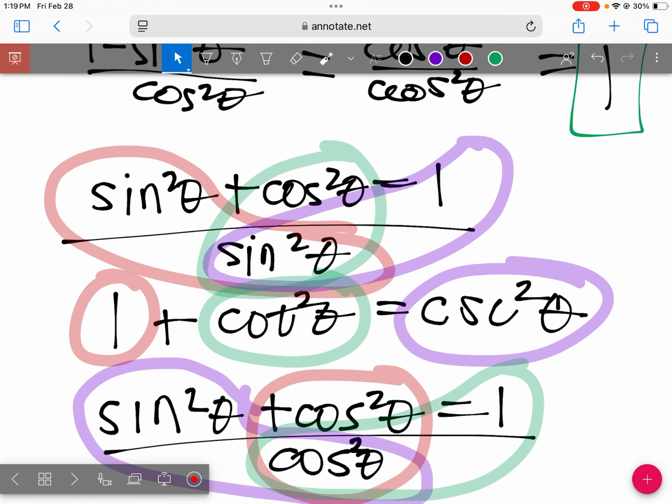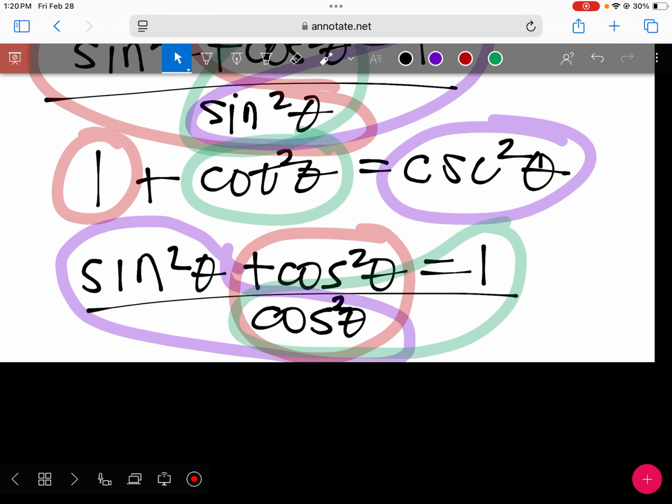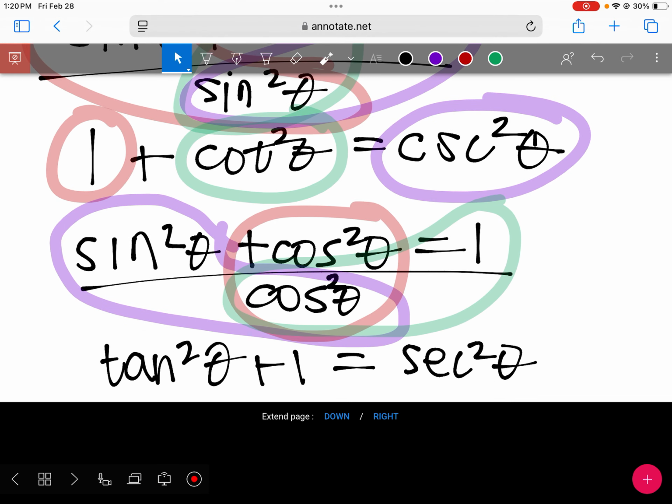What's a sine squared over a cosine squared? Tangent squared. Cosine squared over cosine squared? 1. 1 over cosine squared is? Oh, wait, no. 1 over cosine. Oh, secant. Secant. That's our other identity.